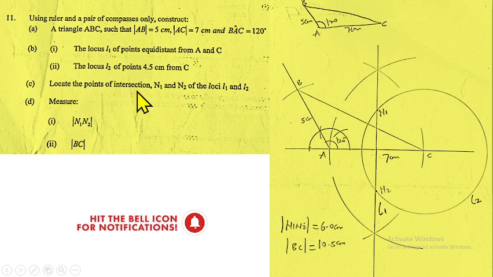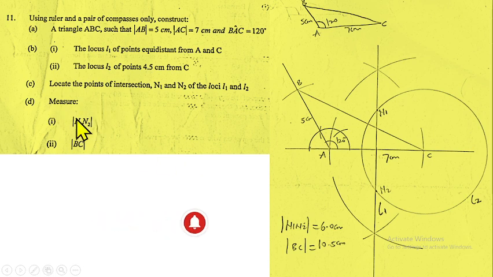Then locate the points of intersection N1, N2 of loci L1 and L2. So that means as you draw this L2, it intercepts L1 at this point and at this point here. So you label it N1 and N2.